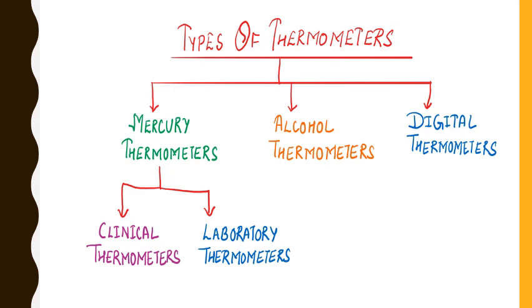There are different types of thermometers: mercury thermometers, alcohol thermometers, digital thermometers. And there are two types of mercury thermometers on the basis of their usage. One is clinical thermometer and the second one is laboratory thermometer. We will study about each of them in detail.